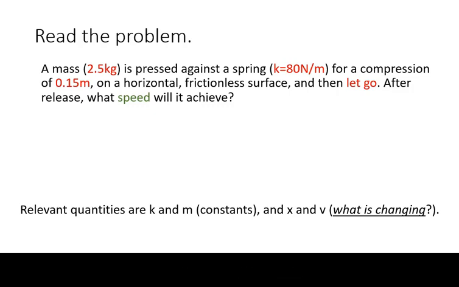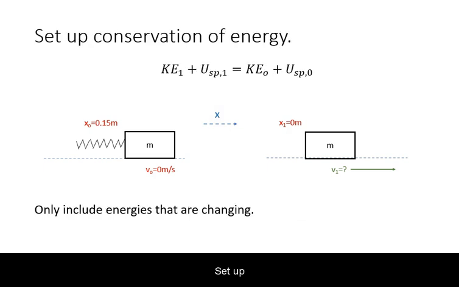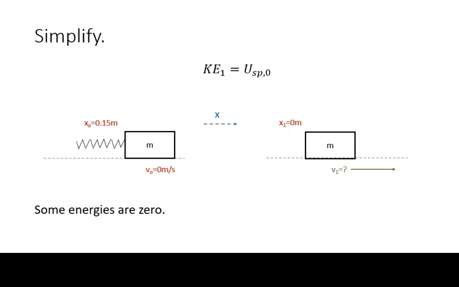Because this is a conservation of energy problem, take note of the relevant quantities, especially what variables are changing, and take note of what is being asked. Because there are at least two events, you will want to draw the picture for both with the relevant variables. Set up the equation for conservation of energy. Simplify it, if you can, for energies that are zero.